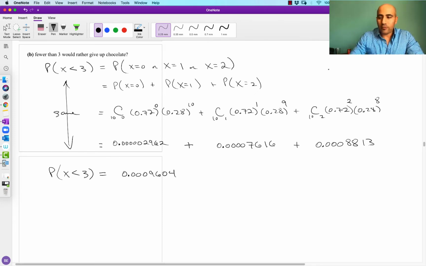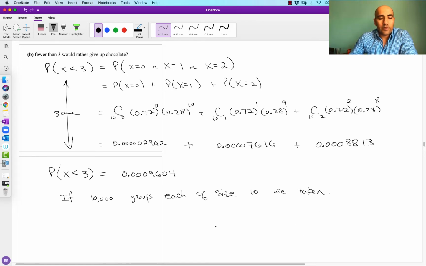Okay, so now for the interpretation. Because our probability is so small, I'm going to step it up a little bit and say 10,000 tries. So let's say if 10,000 groups of trials of each size 10. Groups or trials, each of size 10 are taken. Right, so we have that.